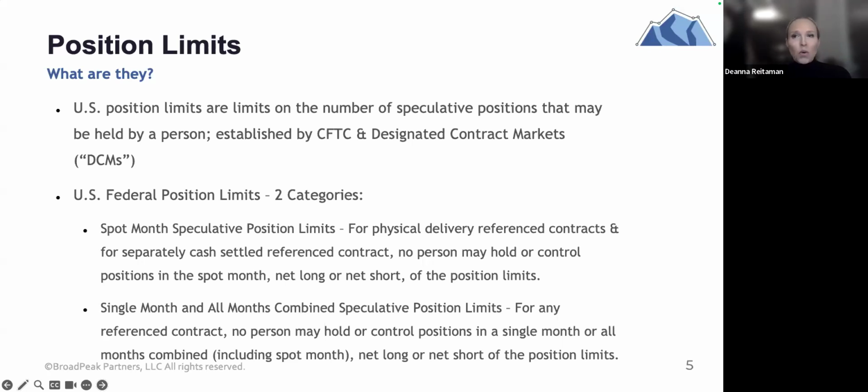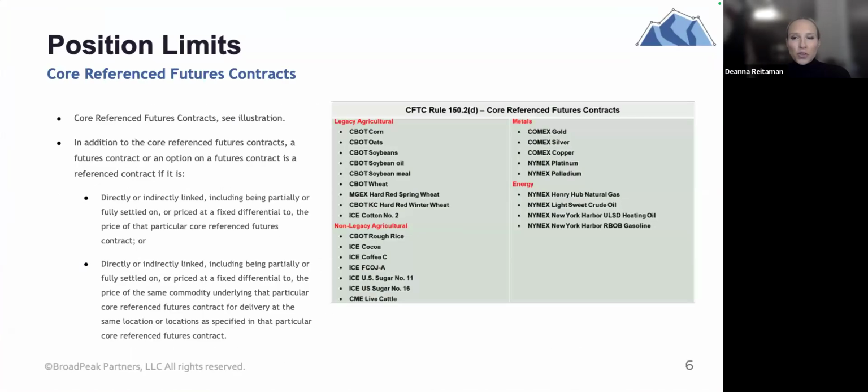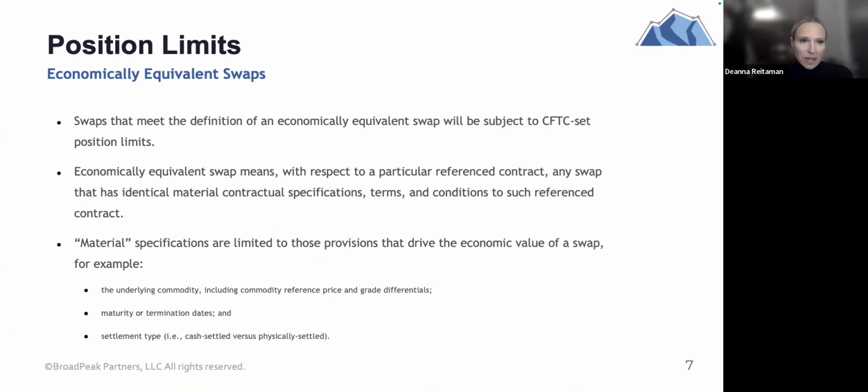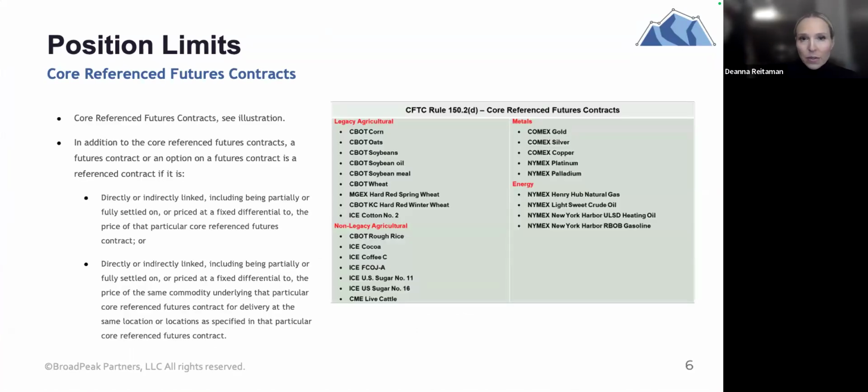A reference contract is the core reference contract, which is listed in the regulation, which I'll show you on the next slide. And it is the particular core reference contract or futures contract or an option on that futures contract, including the spread that is linked directly or indirectly to those core reference futures contracts. So I'm going to go to the next slide, slide 6. Slide 6 shows you a listing of the core referenced futures contracts. It's to the right there. So they're agricultural contracts, metals, and energy contracts.